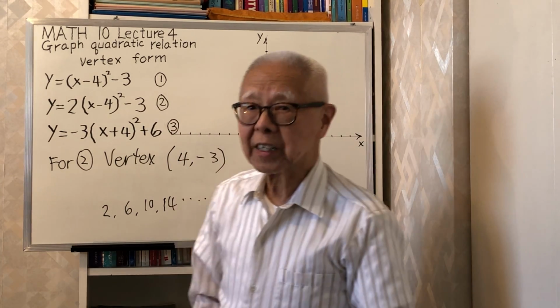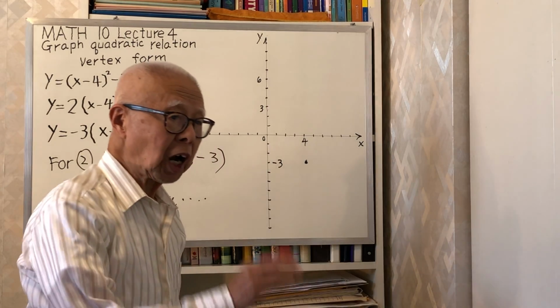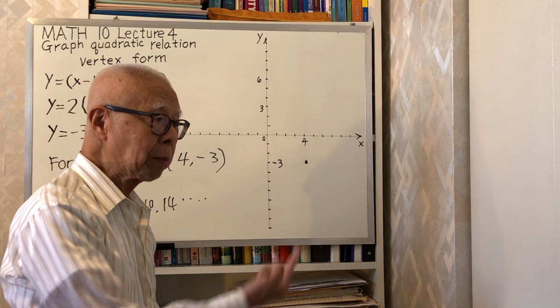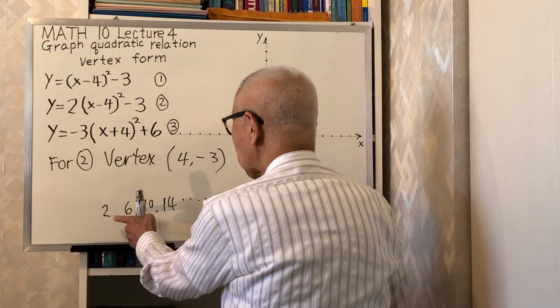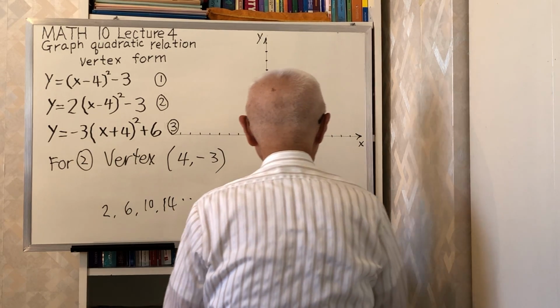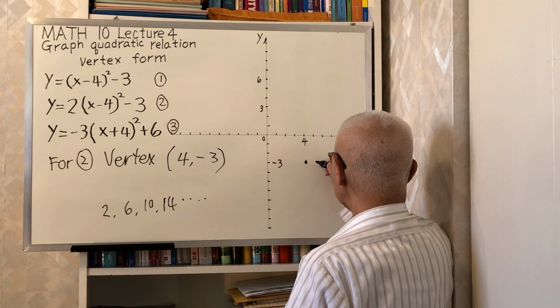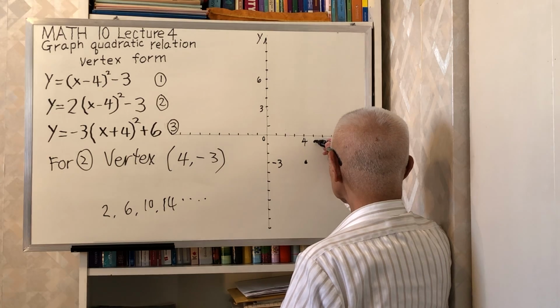I also start from the vertex point. But now I go one step to the right. Instead of going one step up, I need to go 2 steps up. So 1 step to the right, 2 steps up. 1, 2. It's here.